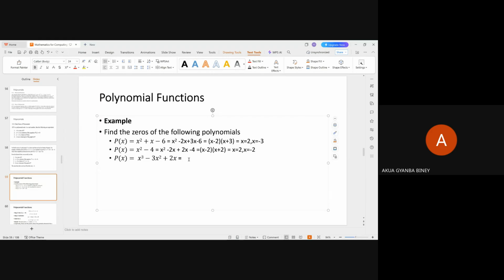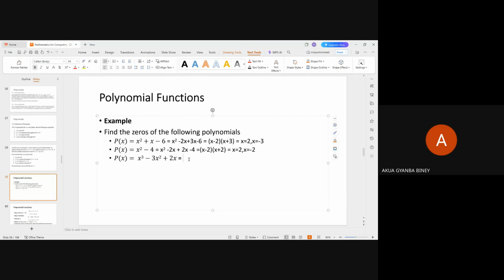The last one. Madam, yes. Please, what immediately came into my mind was to make x the subject. So x squared is equal to 4. Then I found the square root of 4, which gives us plus or minus 2. Yeah, plus or minus 2.